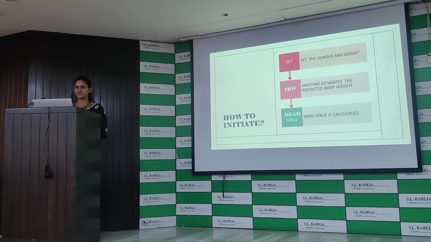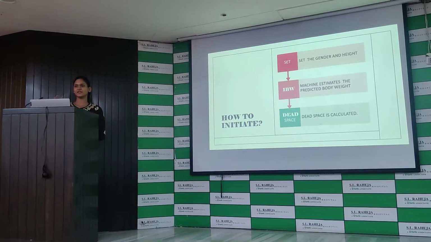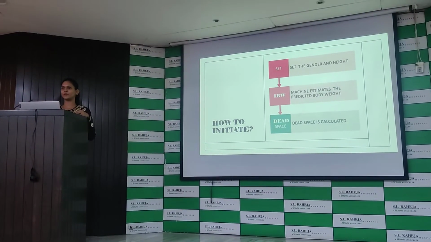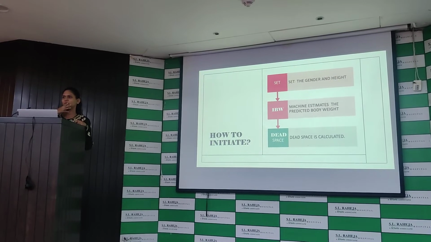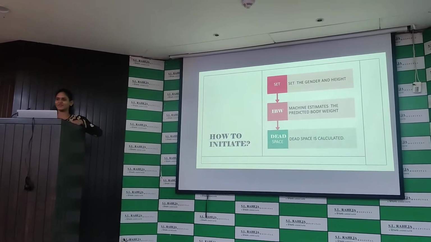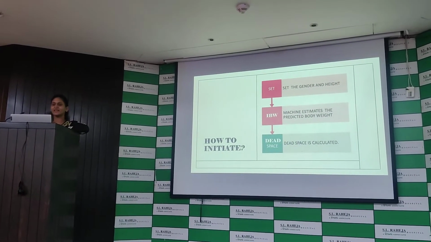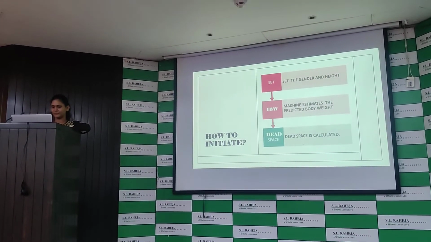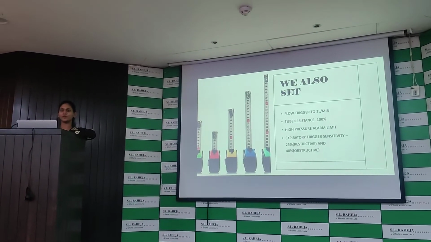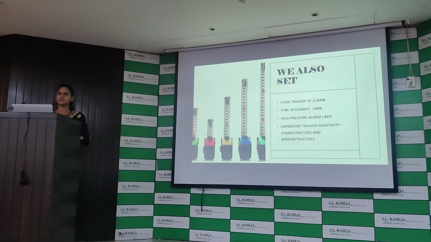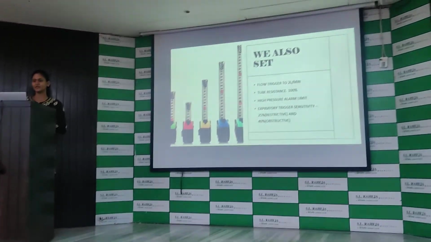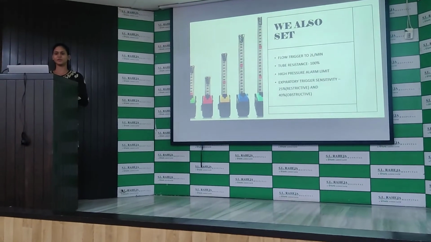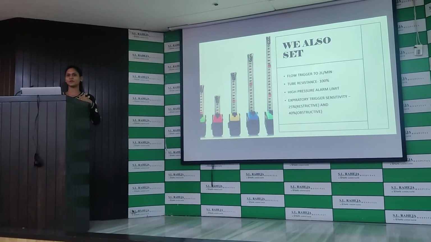Now how do we initiate? We first of all set the gender and the height. The machine estimates the predicted body weight with an algorithm, with the nomogram, and then it calculates the dead space, 2.2 ml per kg of the ideal body weight. We also set the flow trigger to 2 liters per minute, tube resistance compensation to 100%.